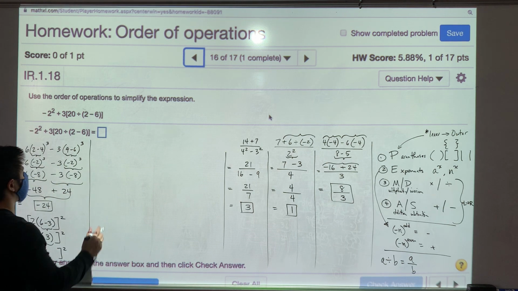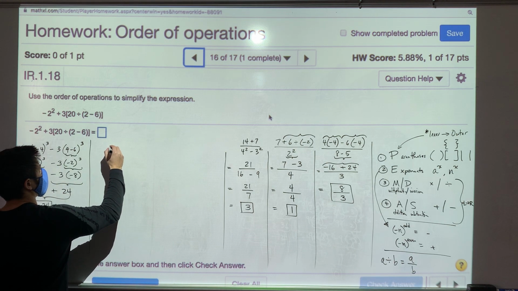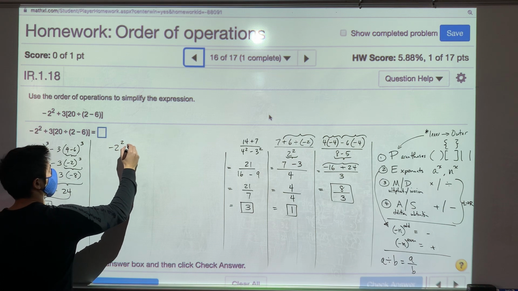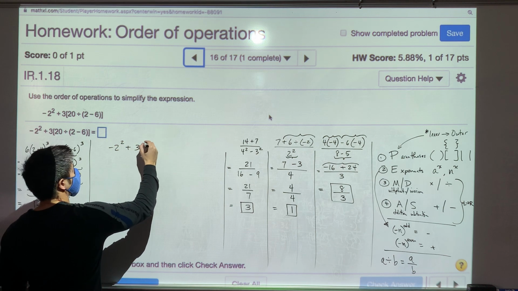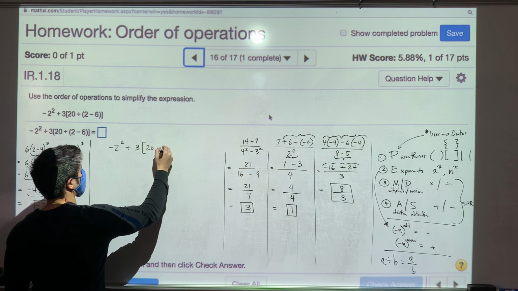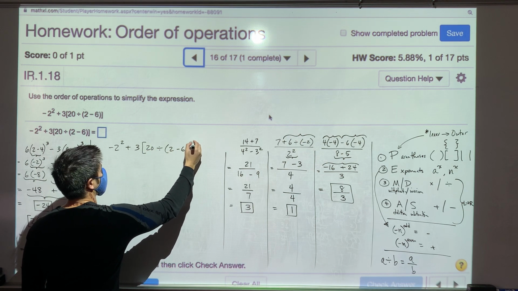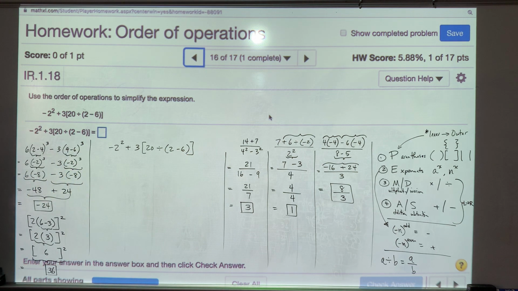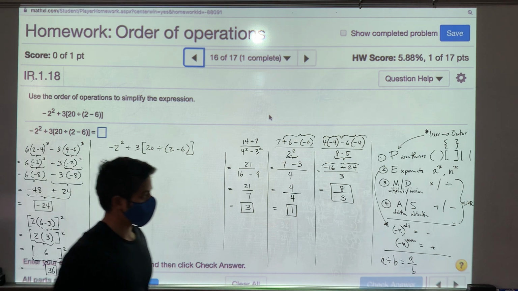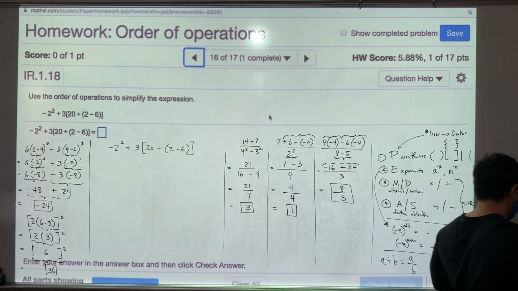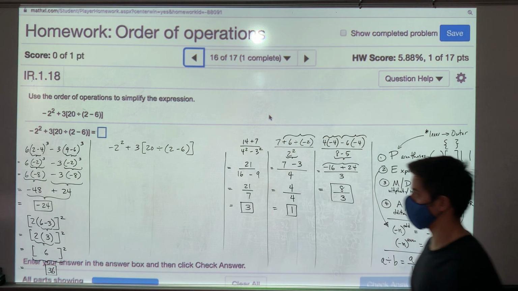All right, last problem of the day. Here we go. So I've got negative 2 squared plus 3 times 20 divided by 2 minus 6, and that's it. Make sure to write down the problem correctly so we minimize the chances of any kind of error.